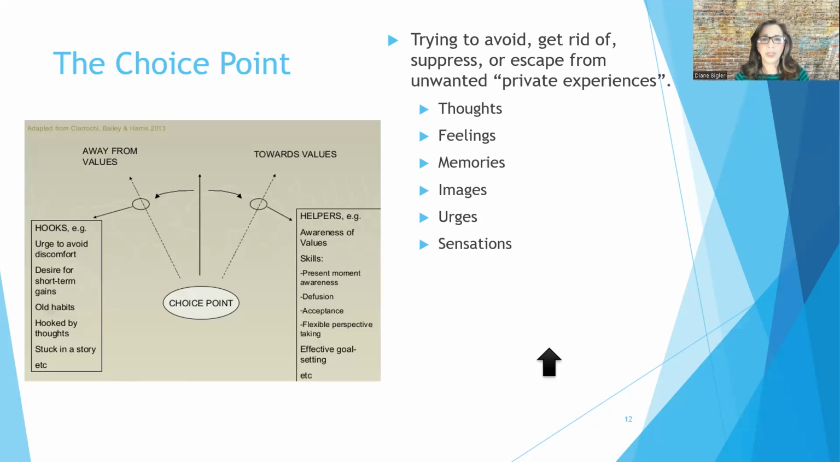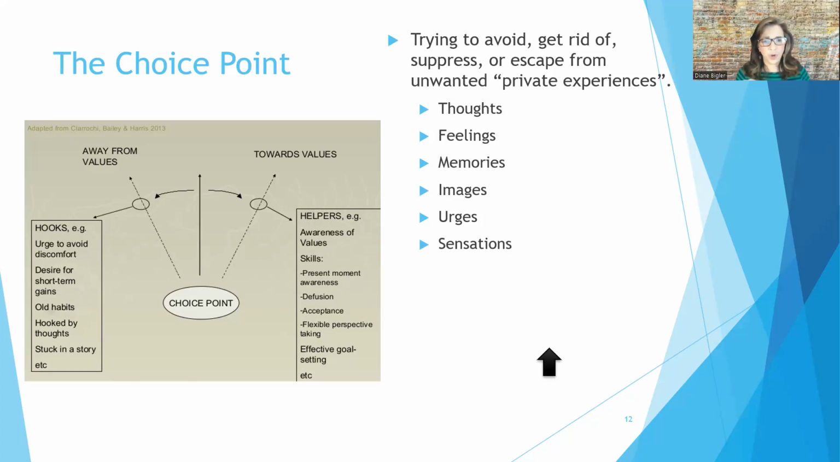Okay, the choice point is another key thing that I would like you to remember in ACT if you want to write this down. The choice point, as you can see in the diagram here, we're really going to look at two different areas. The first area we're going to look at is the one on the left. This is things that take you away from your values. These are hooks. If you can imagine like a fishing hook, things that hook you and actually yank you away from your values and purpose and freedom and joy in life.